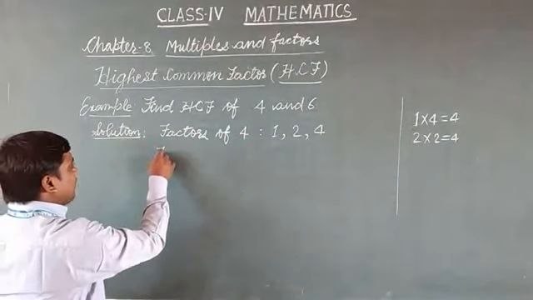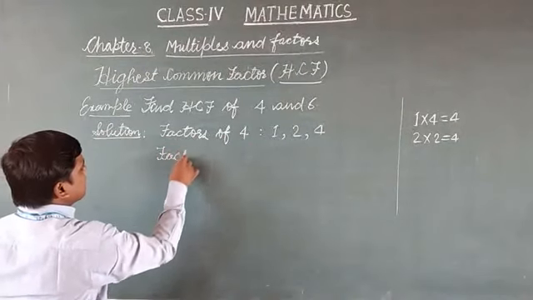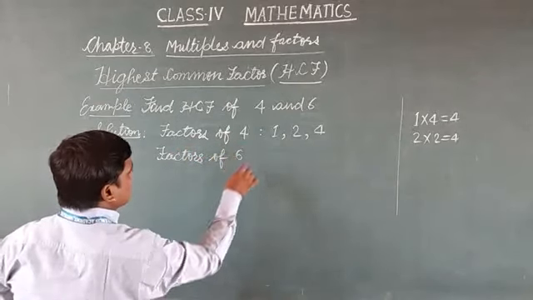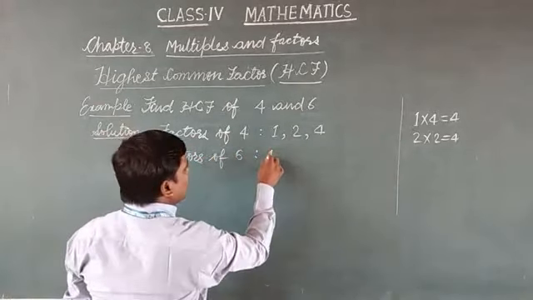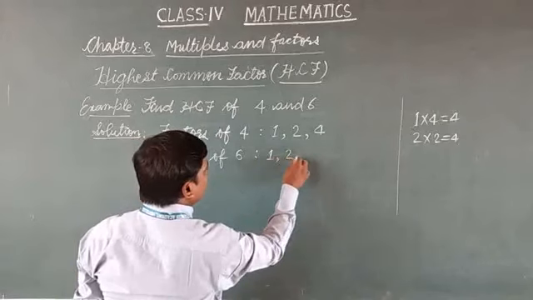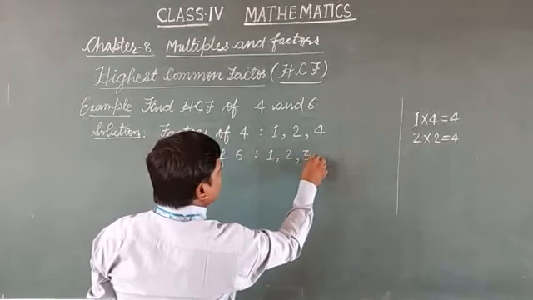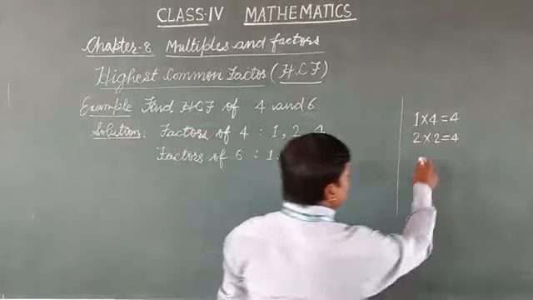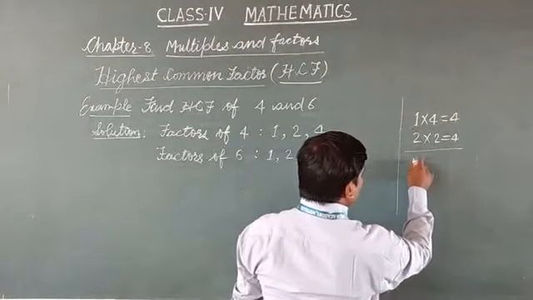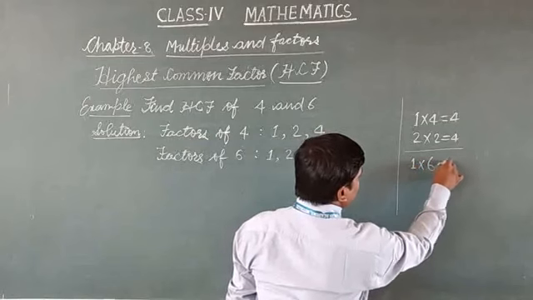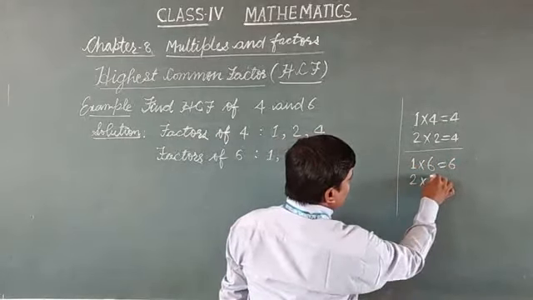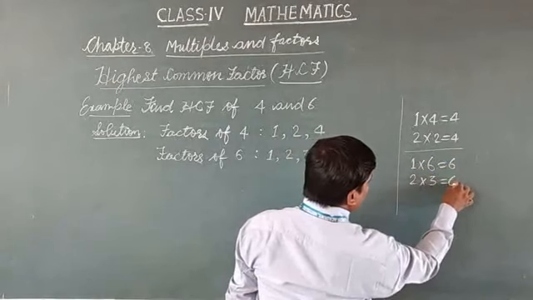Now we write factors of 6. Factors of 6: 1, 2, 3 and 6. You can write for 6, 1 into 6 which is equal to 6, then 2 into 3 which is equal to 6.